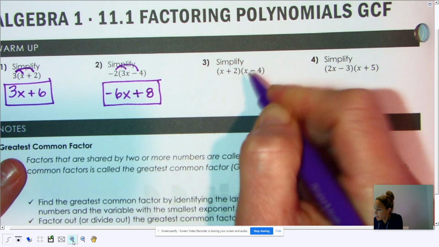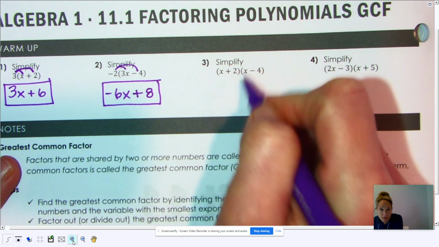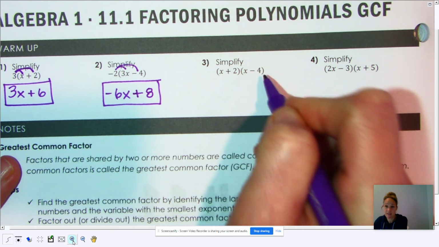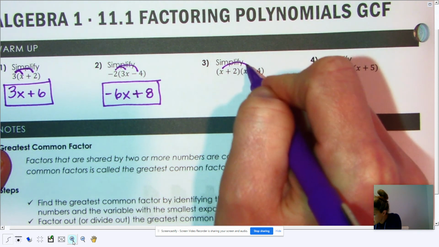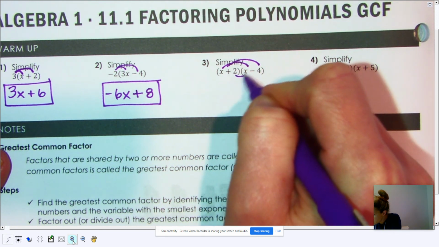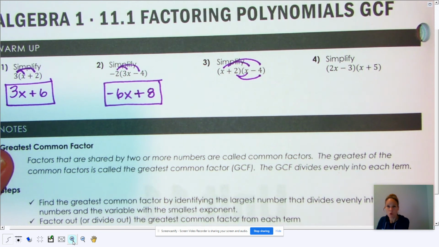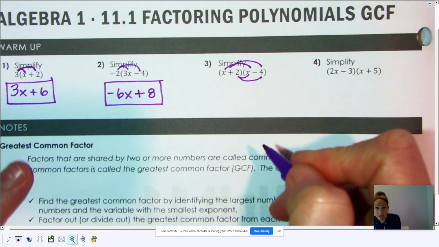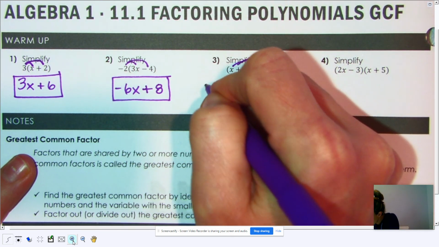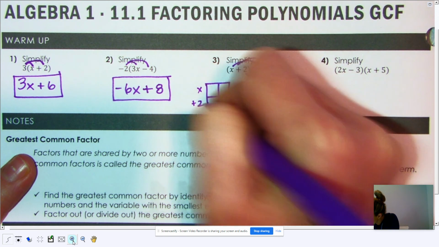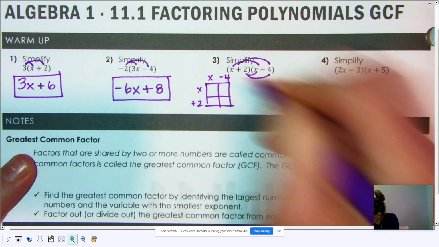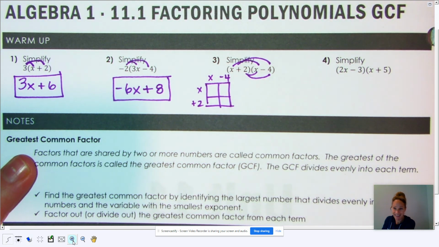But for the next problem, because we've got two things in the first and two things in the second, we could think about it as repeated distribution. The x goes to both of those and the 2 goes to both of those. Or we could organize it using a box, kind of like a Punnett square if you've done that in science at all. So we've got x plus 2 and x minus 4, and I made those boxes super tiny.